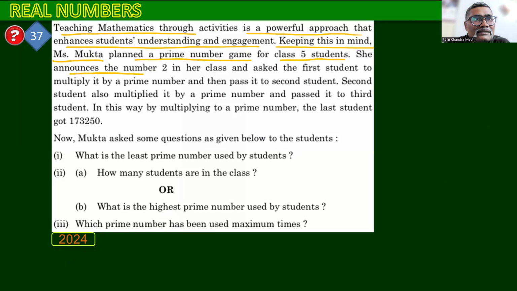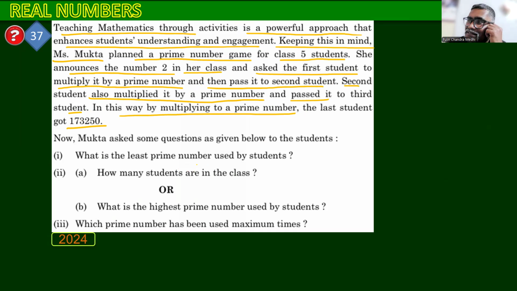She announces the number 2 in her class, and asks the first student to multiply it by a prime number, another prime number. Then pass it to the second student. The second student also multiplies by a prime number and passes it to the third student. In this way, by multiplying by prime numbers, the last number is this.